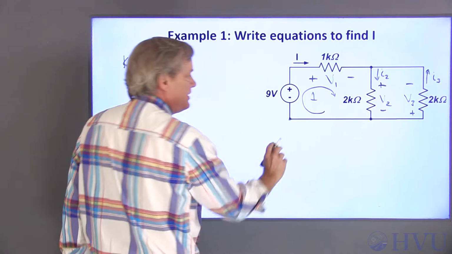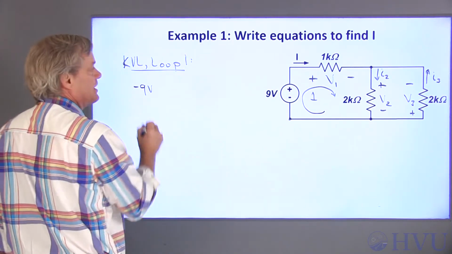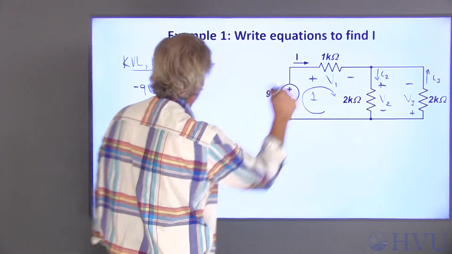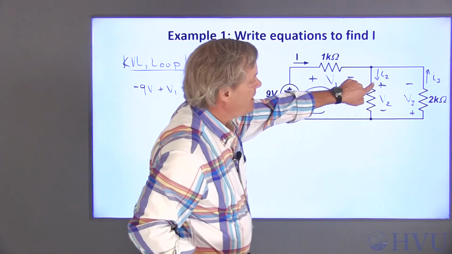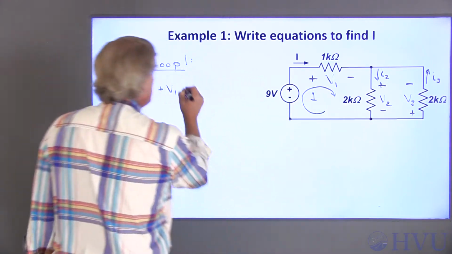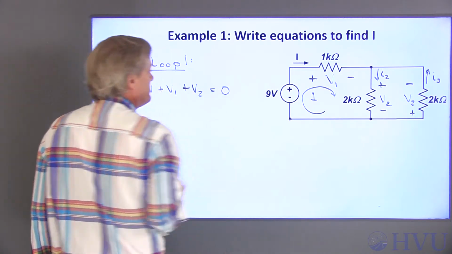If I start down here, going this direction, I see the negative terminal first, so that's minus 9 volts. I see the positive terminal on V1 next, so that's a positive contribution. And I see the positive terminal on V2 next, so that's a positive contribution. That brings me back to my starting point, so that sums to 0.